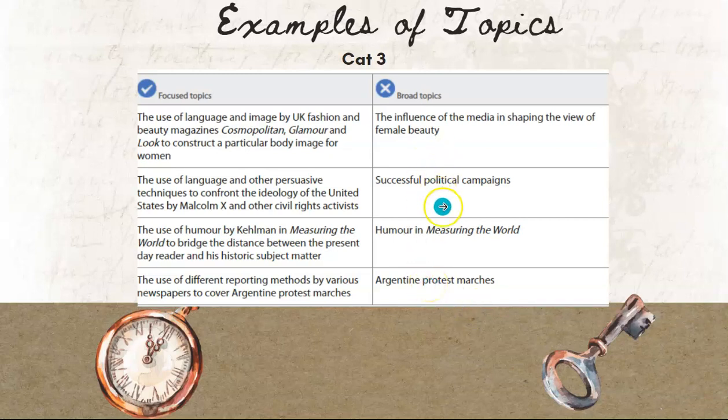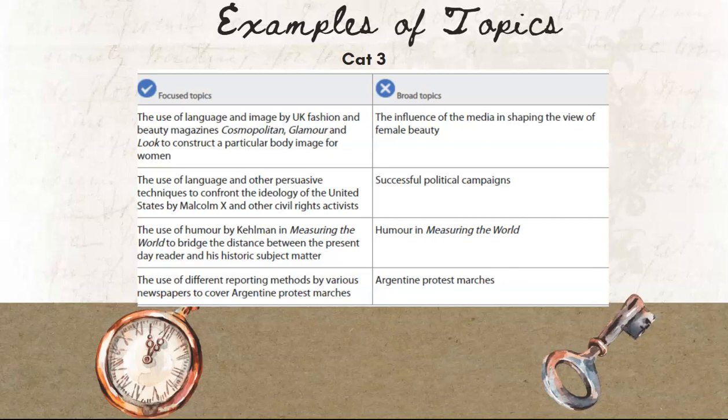All right, if you want to talk about successful political campaigns, it's an easy one. You would talk about the use of language and other persuasive techniques to confront the ideology of the United States by Malcolm X and maybe Martin Luther King. Or maybe to make it more specific, you can talk about why or why not President Obama's speeches versus President Trump's speeches were successful via their use of language and persuasive techniques.